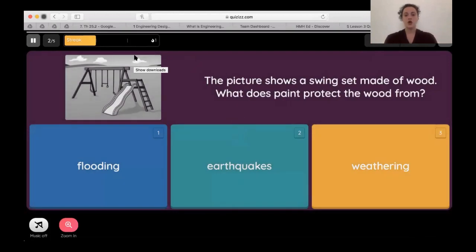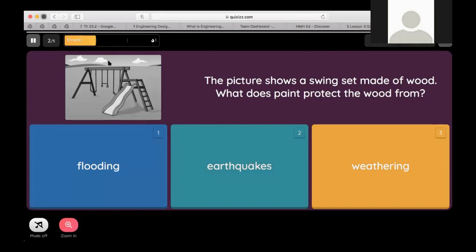The picture shows a swing set made of wood. What does the paint protect the wood from? The paint on the swing set. What would that protect the wood from? Perry, what do you think? From great wind. Good, very good.